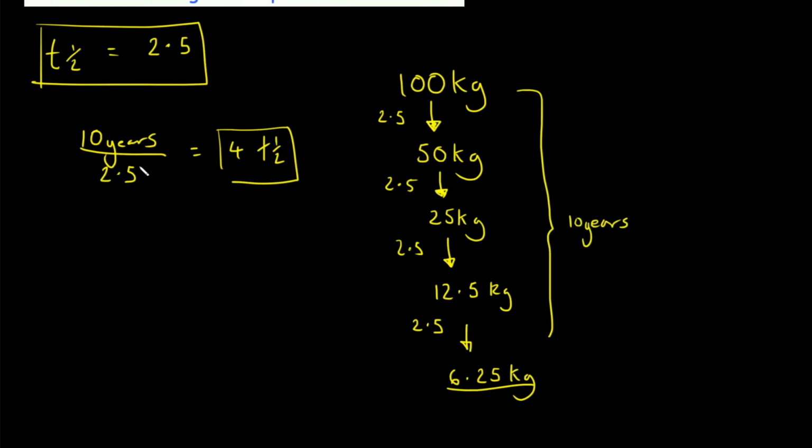We calculated that in that 10 years, we'd have 4 half-lives. There's 1, there's 2, there's 3, and there's 4. So from the 100 kilograms that we started with, we are going to end up after 10 years with only 6.25 kilograms, and that would be our final answer to the question.